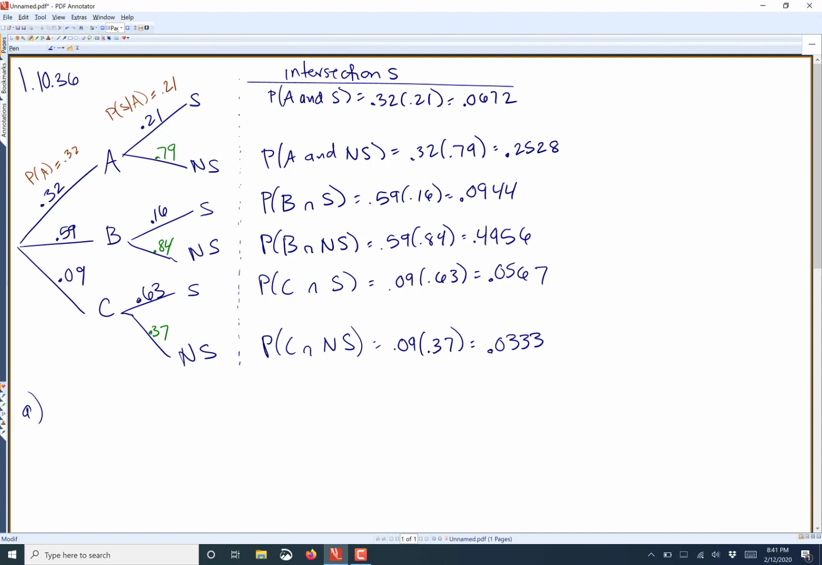So for part A, it says, if a person has the virus and the person has symptoms, what is the probability that they have strain C? So we're saying we know they have symptoms. So we know they have symptoms. We're looking for the probability they have part C.